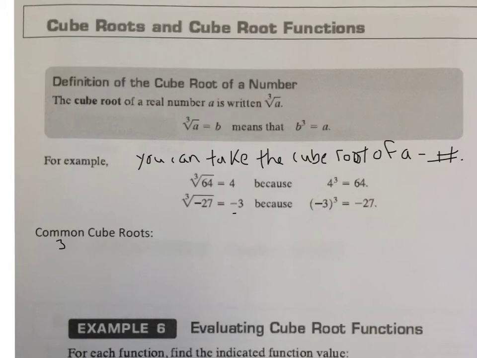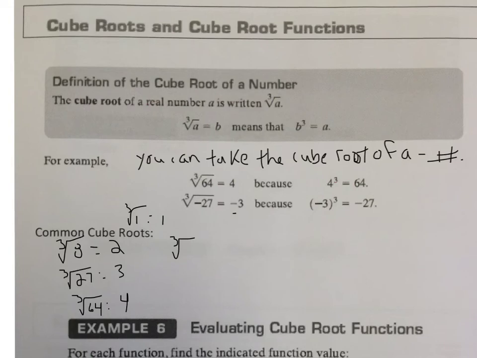So the cube root of 8, the first one, is 2. Actually, I should probably give you the first one too. I'll do that up here. The cube root of 1 is 1. 1 times 1 times 1 is 1. So 2 times 2 times 2 is 8, so that means the cube root of 8 is 2. The cube root of 27, sorry, I'm missing one. The cube root of 27 is 3. The cube root of 64 is 4.